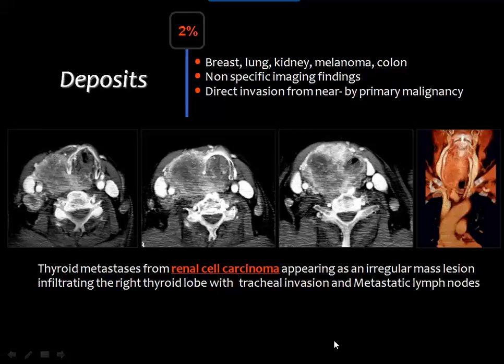Then metastatic deposits may affect the thyroid gland, and they represent about 2% of thyroid malignancies. Of course, the imaging findings are not diagnostic, but you need the clinical data of a known primary malignancy. And this is a case of renal cell carcinoma metastasizing to the thyroid gland with a large mass invading the surroundings, as well as some metastatic nodes.